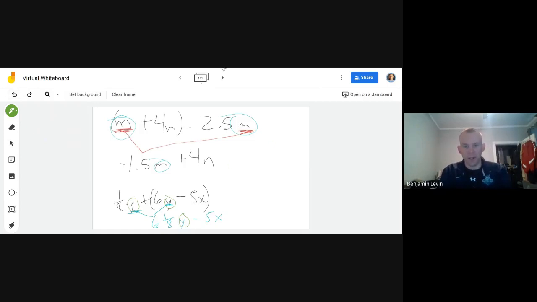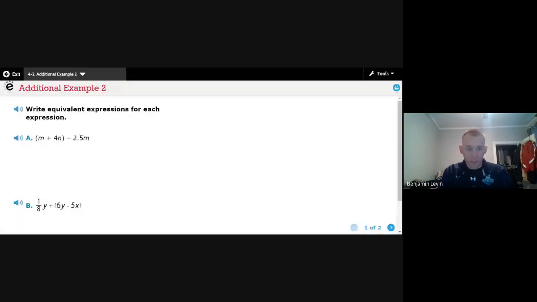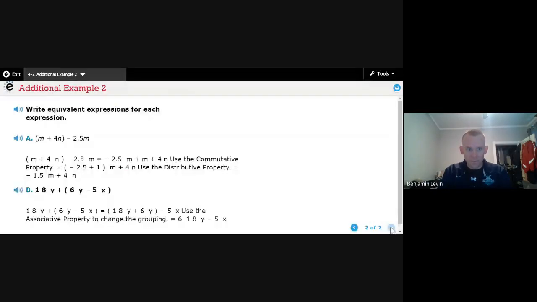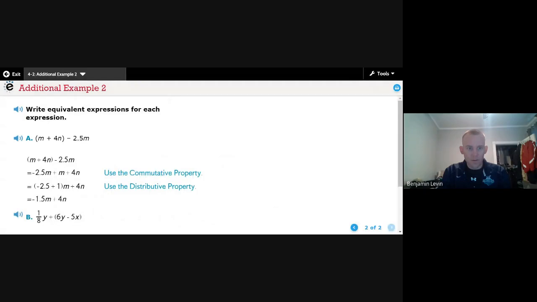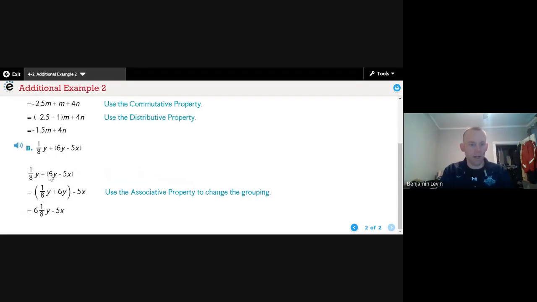Okay, let's see if we're right. Let's go back and see. All right, so they rewrote it so that the m's were next to each other, right? Negative 2.5m plus 1m is negative 1.5m plus 4n. All right, they combined like terms here as well. You got 1/8 y and 6y. You just add them together. 1/8 plus 6 is 6 and 1/8. And you tack on the minus 5x. Easy.